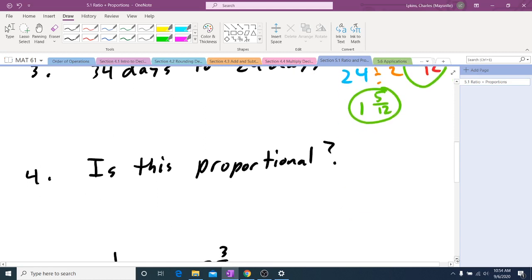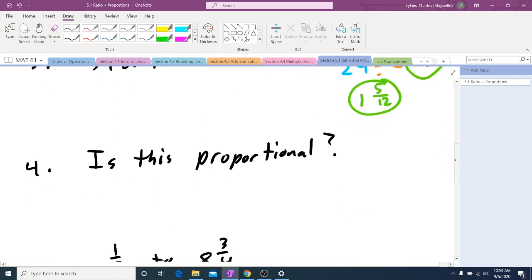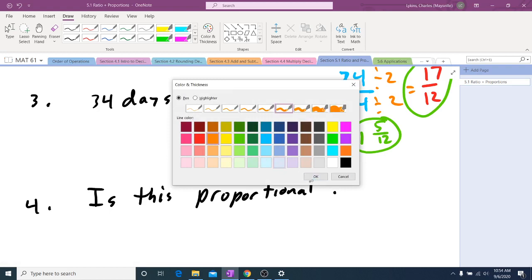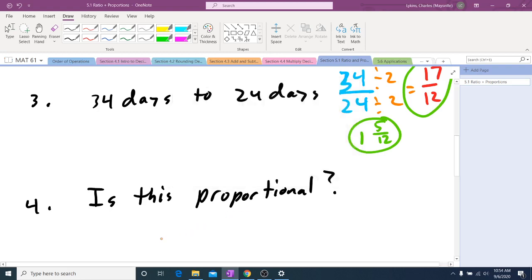Next, I'm asking, is this proportional? So what I mean by that, let's just say I'm going to make one up. Let's say we have 7 over 3 equals 8 over 7. And I'm wanting to know, okay, is this proportional? Do these fractions equal each other?